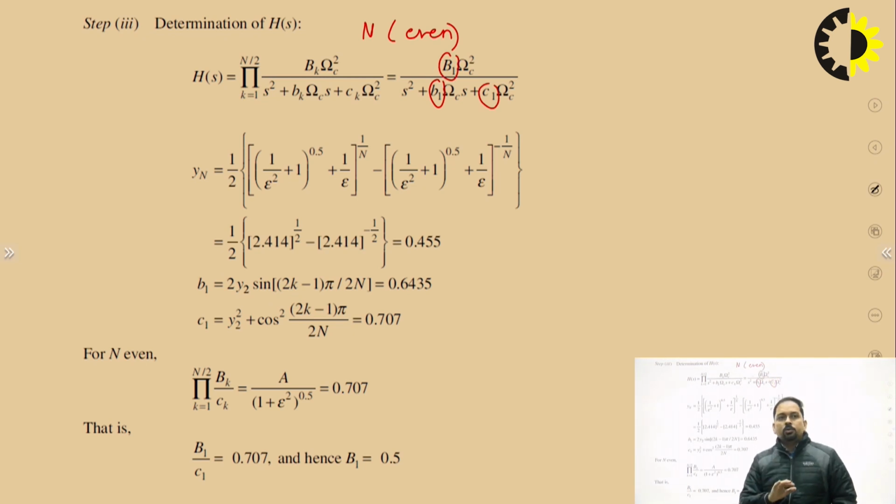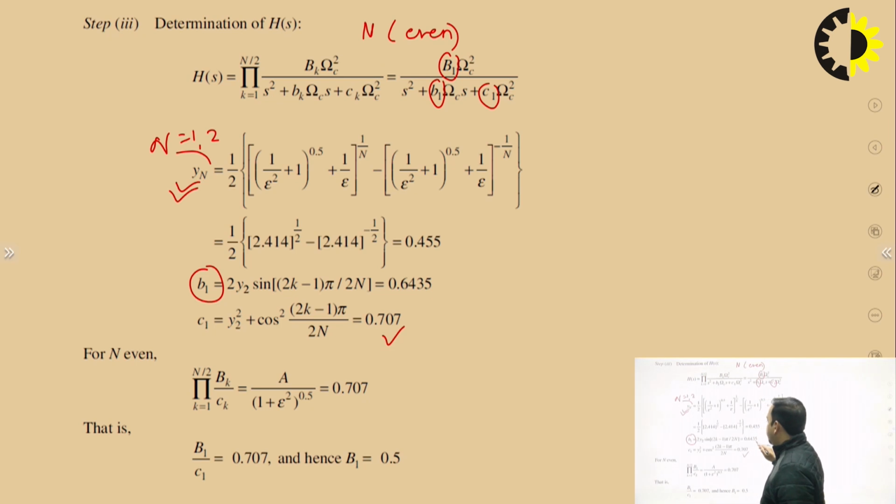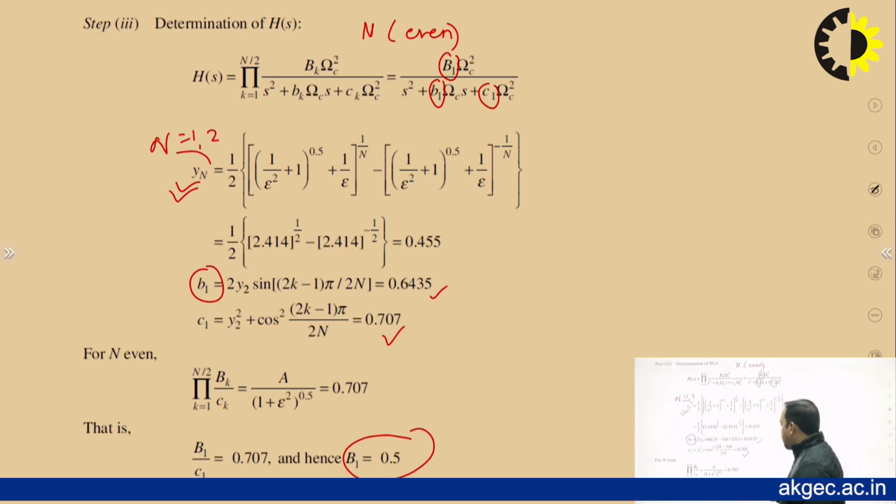So we utilize those equations in terms of yn, and similarly with the help of yn, which is only y1 over here, I can calculate n equals to 1 and 2. So we have two values, y1 and y2. So we have b1 over here and we have c1 over here. Now we just want to put these values to calculate the value of bk. bk means capital B1. So with the help of this b1 by c1, I'll be having the value of b1 0.5.